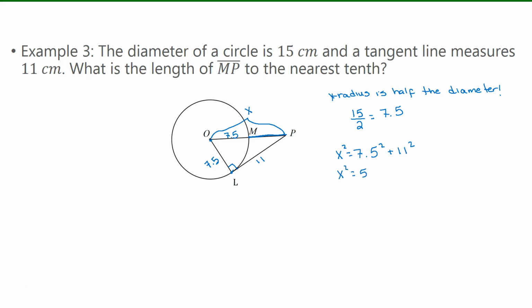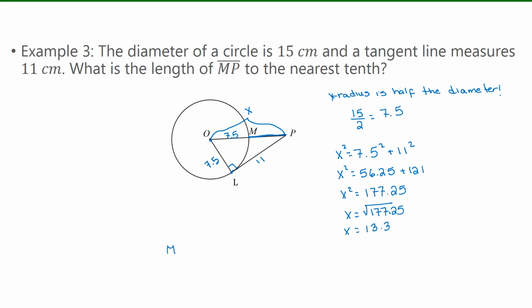So I get 56.25 plus 121, which is 177.25. Now I need to find the square root of that. Rounding, my calculator gives me 13.3.